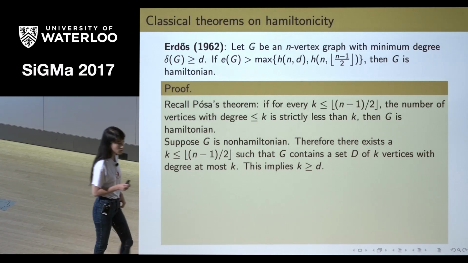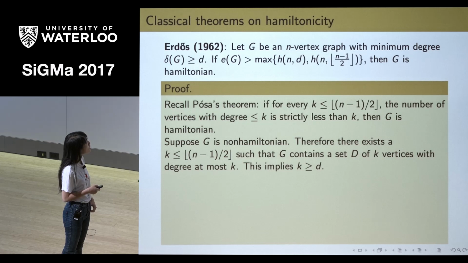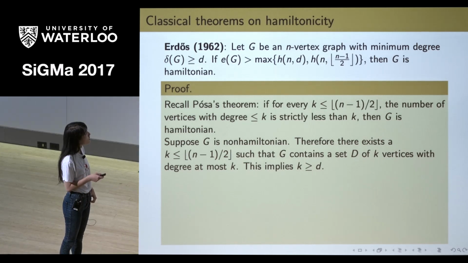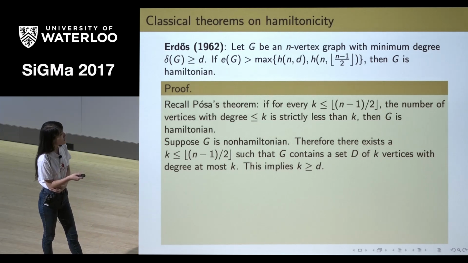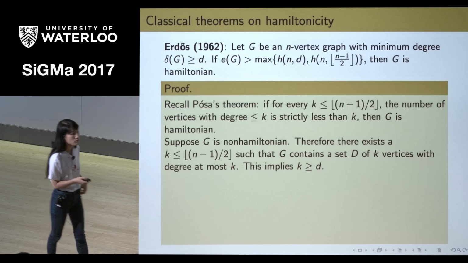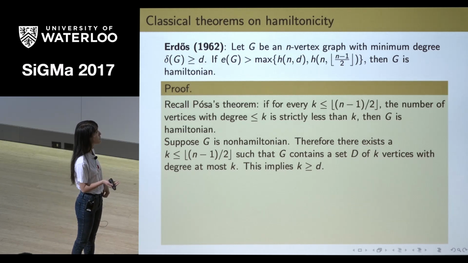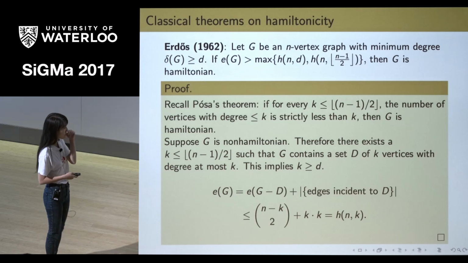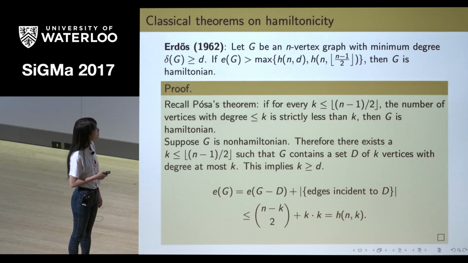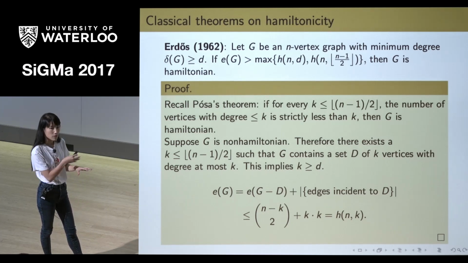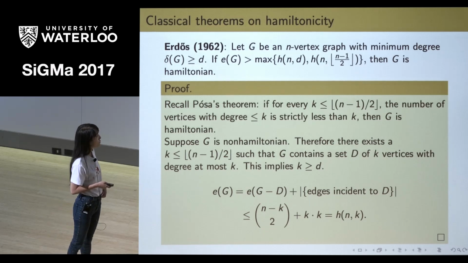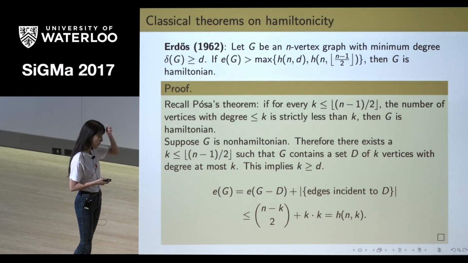So we have some value k, at most floor of (n-1)/2, such that G contains some set, call it D, of k vertices with degree at most k. And so to satisfy our minimum degree condition, we should have k to be at least d, our minimum degree. And then we just count the number of edges. In G minus the set D, we have at most (n-k choose 2) edges. And then for edges incident to D, we have k vertices in there. They each have degree at most k, so we have this k-squared factor. Altogether, this is h_n(k).